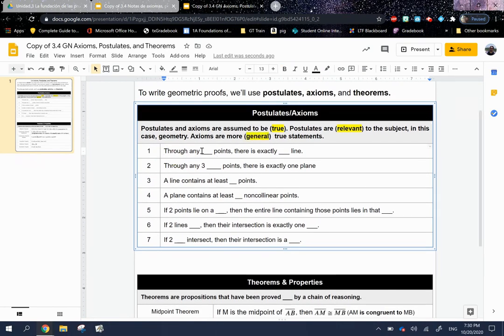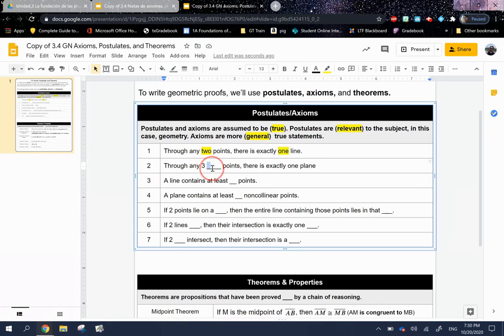Through any two points, and I'm highlighting everything that I replace so you guys will be able to identify it. Remember, you can always pause the video if you miss something or if I'm going too fast. So through any two points, there is exactly one line. Anytime I have two points, there is exactly one and only one line that passes through those two points.